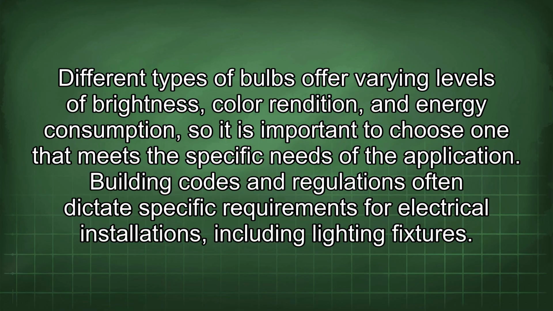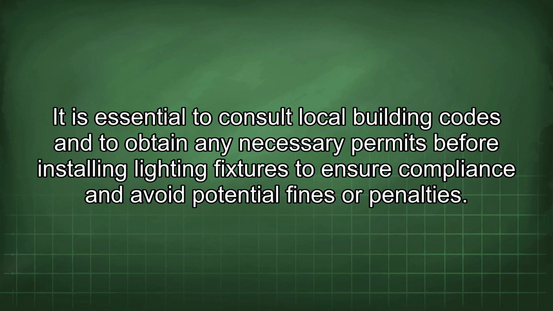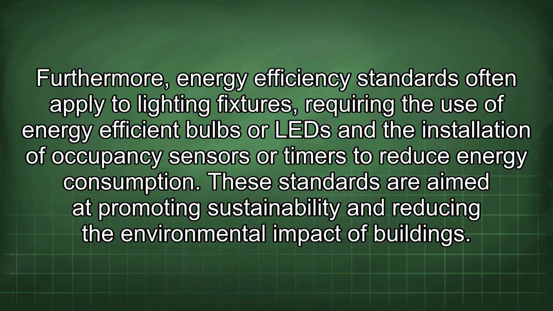Building codes and regulations often dictate specific requirements for electrical installations, including lighting fixtures. These codes are designed to ensure the safety of building occupants and to prevent electrical hazards. Some common requirements include the use of properly grounded wiring, the installation of ground fault circuit interrupters in wet locations, and the use of fire-rated junction boxes. It is essential to consult local building codes and to obtain any necessary permits before installing lighting fixtures to ensure compliance and avoid potential fines or penalties. Furthermore, energy efficiency standards often apply to lighting fixtures, requiring the use of energy-efficient bulbs or LED and the installation of occupancy sensors or timers to reduce energy consumption. These standards are aimed at promoting sustainability and reducing the environmental impact of buildings.